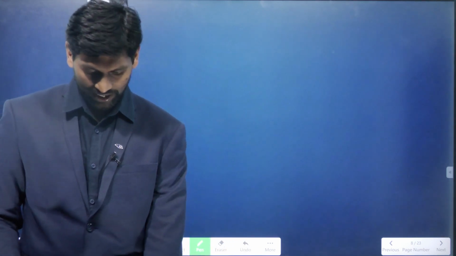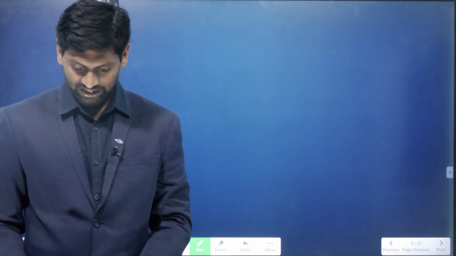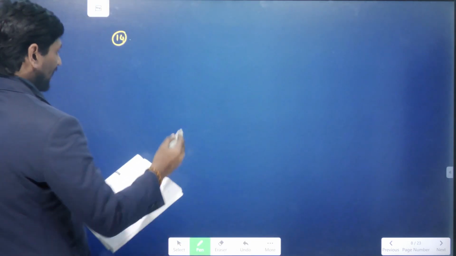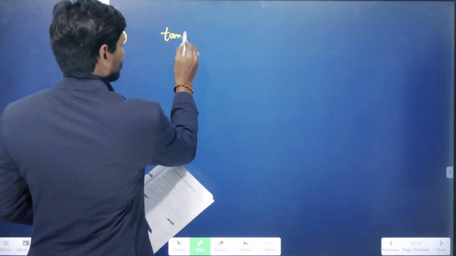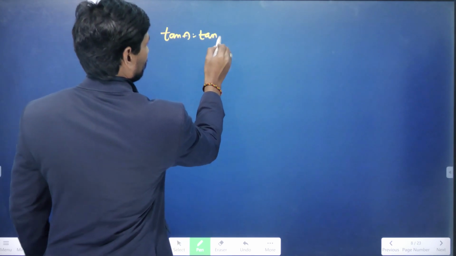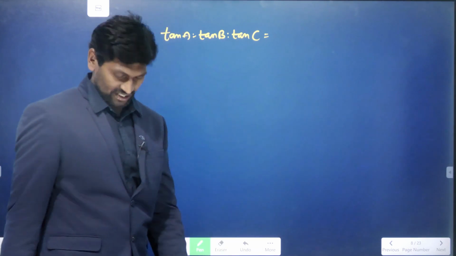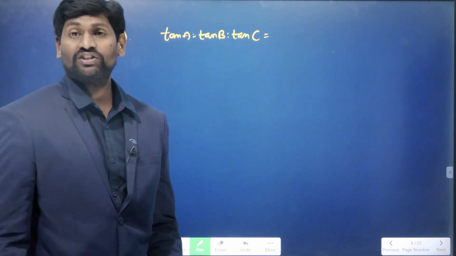Okay, so tan A is to tan B is to tan C value is 1 is to 2 is to 3. Then sin A is to sin B is to sin C value we need to find. Now I am taking the ratio tan A is to tan B is to tan C. What is the ratio given? The ratio is given that 1 is to 2 is to 3.